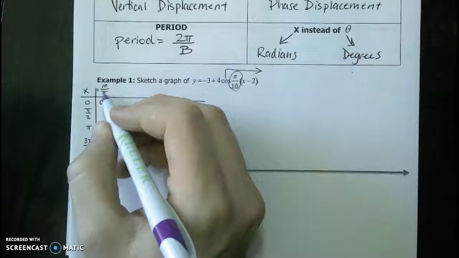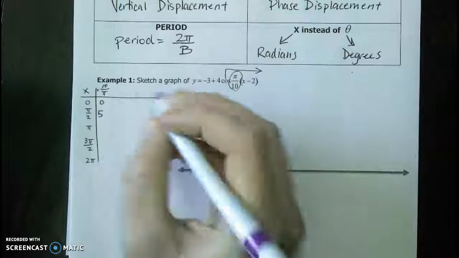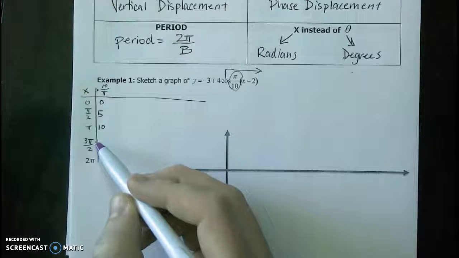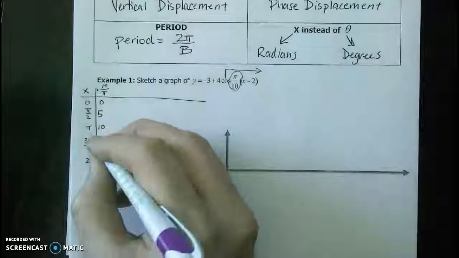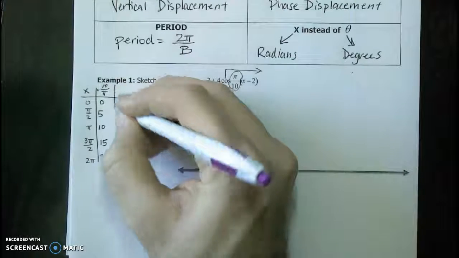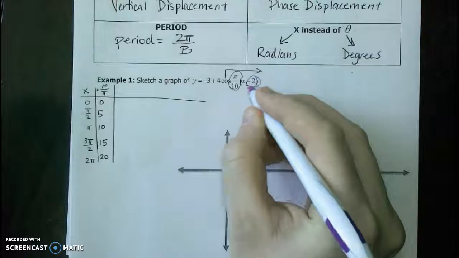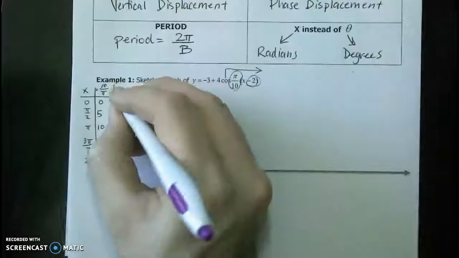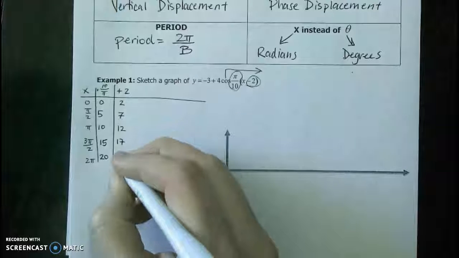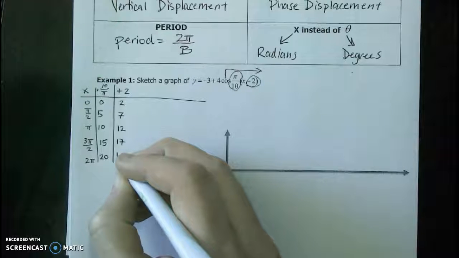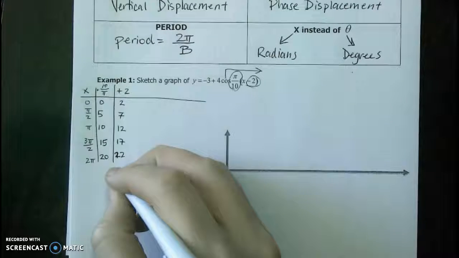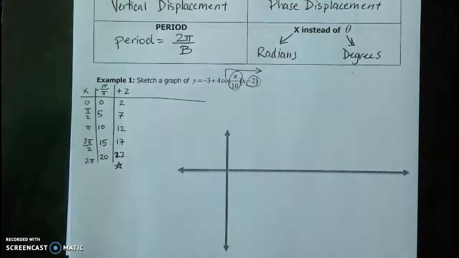So that would be 10 pi over 2 pi, and that reduces to 5. That would be 10 pi over pi, which reduces to 10. This would be 30 pi over 2 pi, which reduces to 15. And this would be 20 pi over pi, which reduces to 20. Next, we're going to add 2 to all of those. So that would be 2, 7, 12, 17, and 22. And those are the x values that you're going to put on your x-axis.